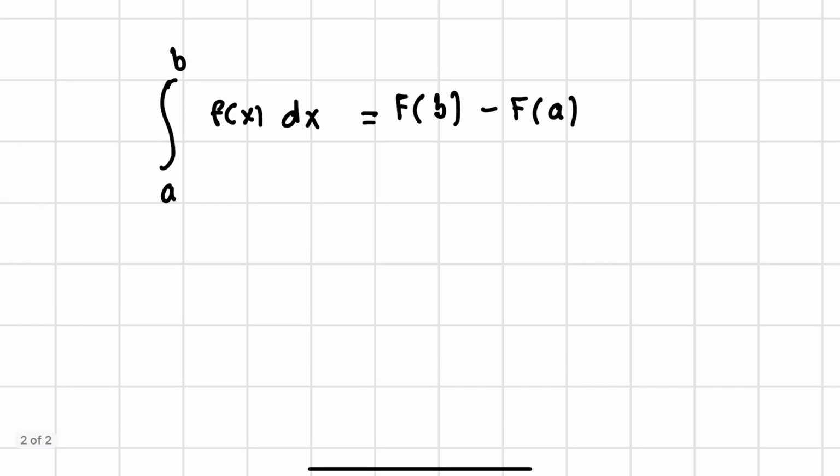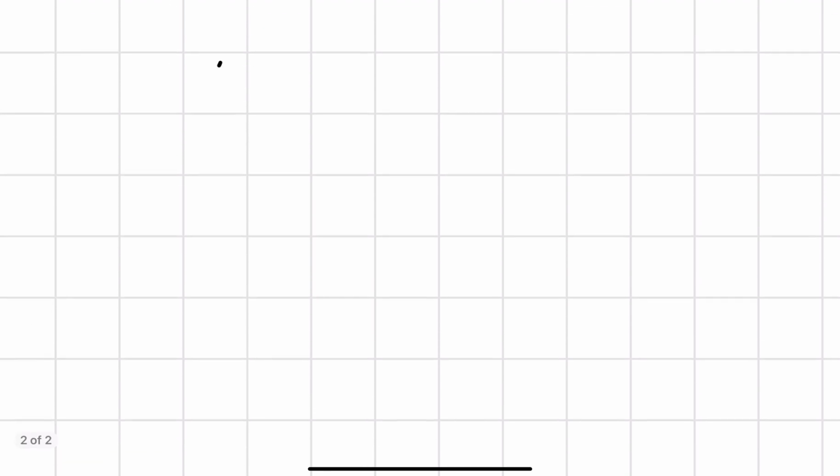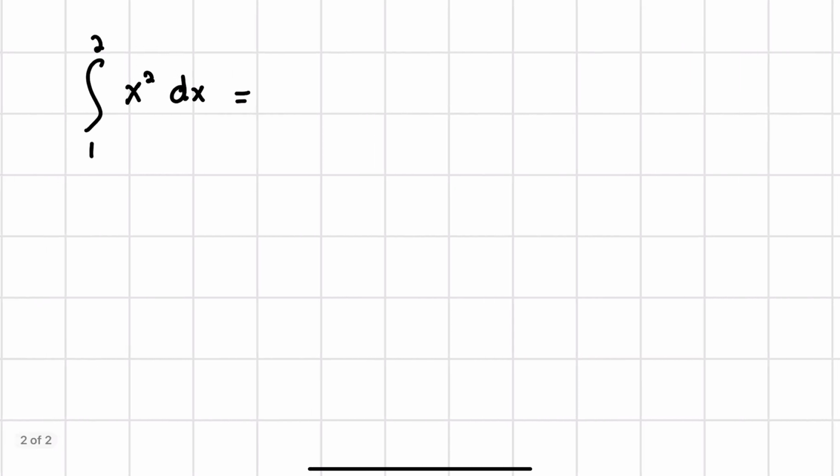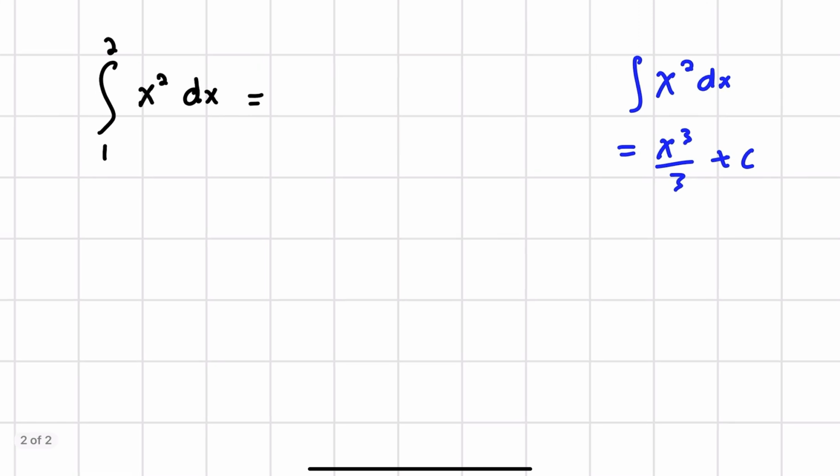So let's do an example. The first example, we have the bounds from 1 to 2 for the function x squared. So let's evaluate the antiderivative first. The antiderivative of x squared is equal to x cubed over 3 plus c. So for our definite integral, you would essentially plug in the antiderivative, which is x cubed over 3, and you would forget about the constant. And then you would have to then plug in the bounds.